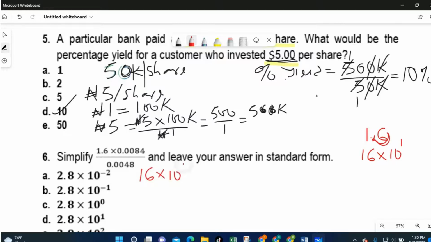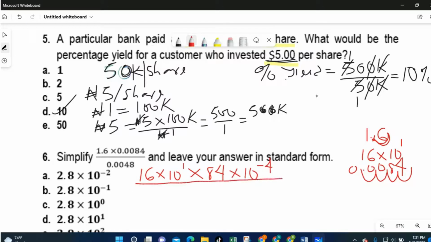Now if we get that, we are going to have 16 times 10 raised to power 1 multiplied by, now we're going to convert 0.0084. Now this is going to be a negative counting, because we'll count from the left hand side to the right hand side. So we'll have 1, 2, 3, and 4. So that will give us 84 times 10 raised to power minus 4.